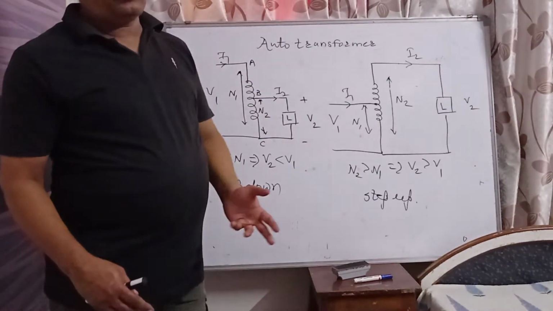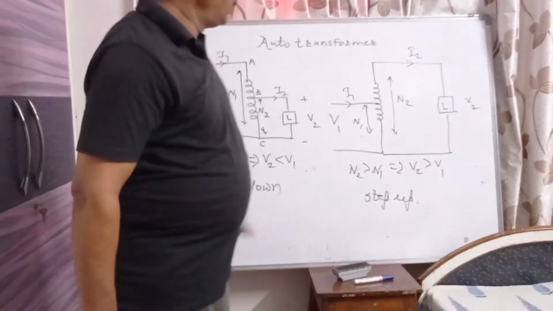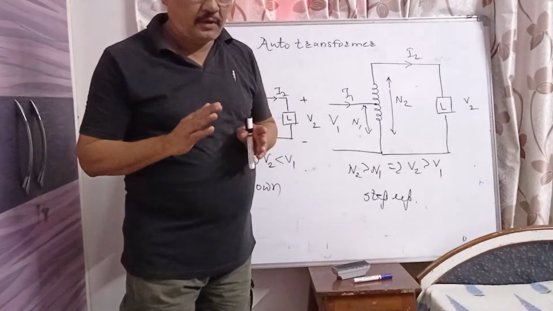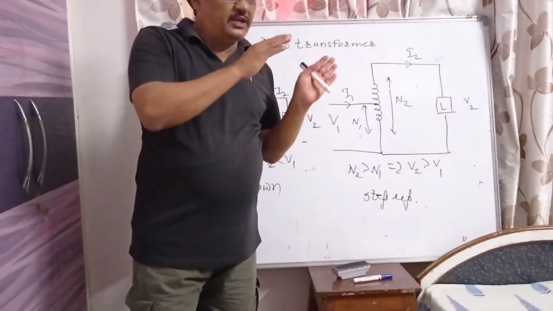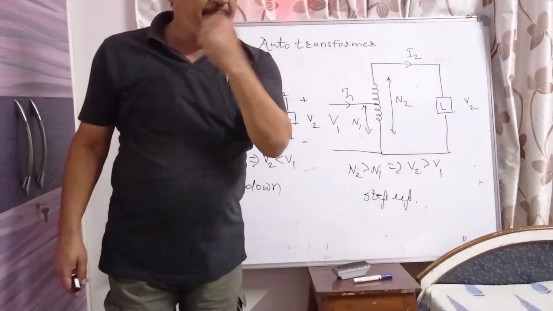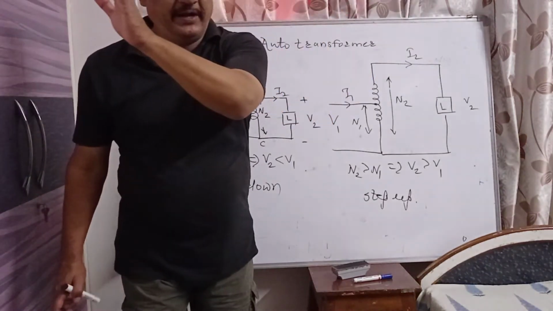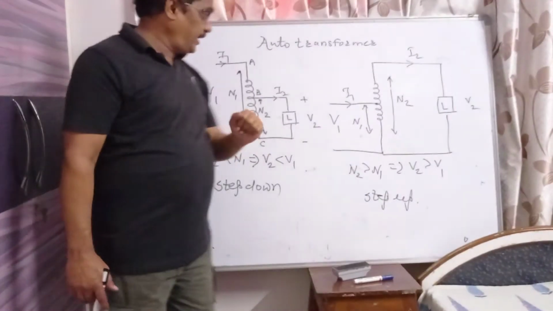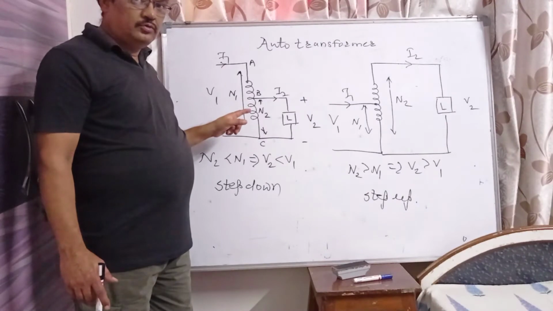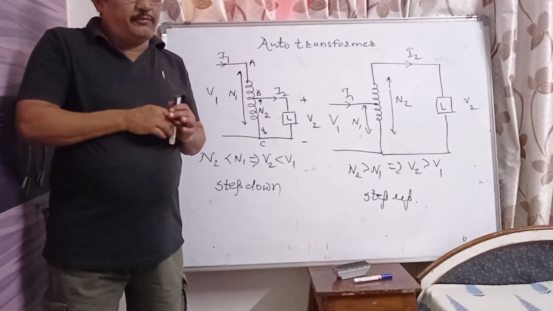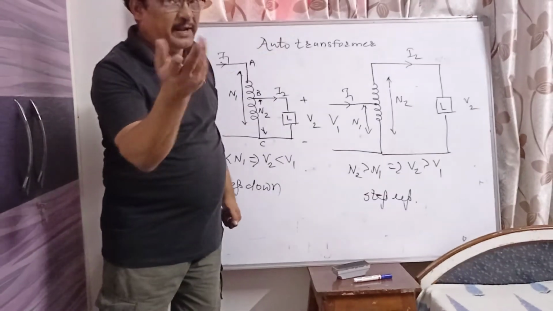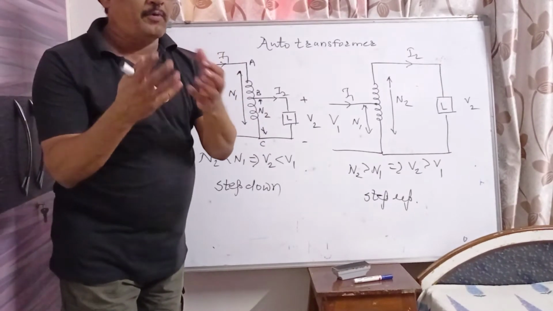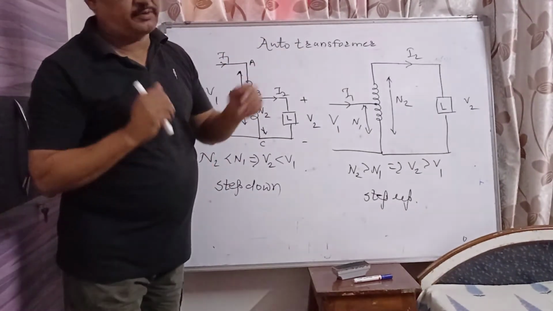Right? So now what we have to explain next for 6 marks. Since the transformer is using only one winding, the winding is made up of copper. In the previous two winding transformer, there were two separate windings, primary winding and secondary winding. So copper is required for primary winding and copper for secondary winding. Here only one winding is used. So in a two winding transformer we require copper for two separate windings. Here there is only one winding, so the amount of copper is saved in auto transformer.